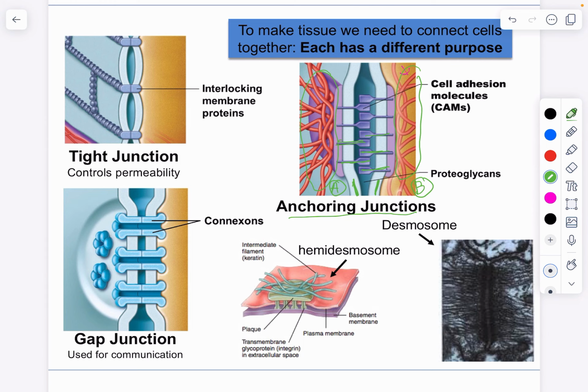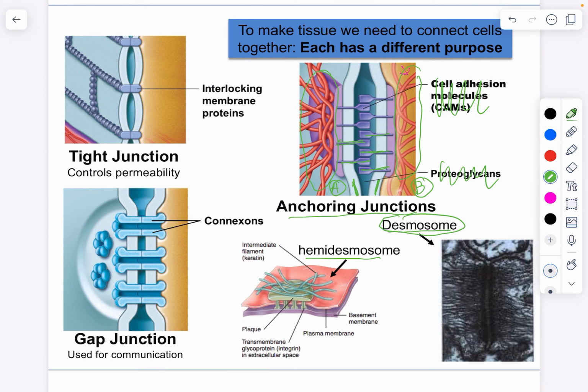These junctions are actually so tight and so strong that if you did try to pull these two cells apart, you would actually rip the plasma membrane. All right, we're going to cross these terms out here because I don't need you to know them. I just need you to understand what anchoring junctions are doing. There are two types of anchoring junctions. There are desmosomes and there are hemidesmosomes.